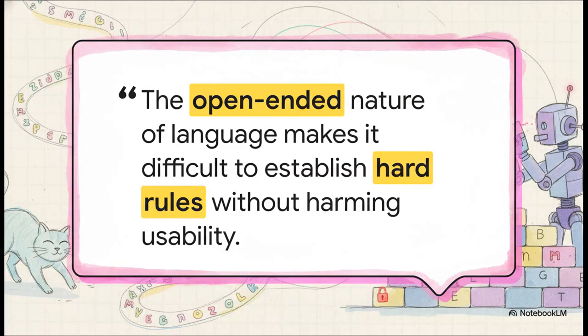But here's the fundamental problem, and this quote just nails it. The very thing that makes these AIs so amazing, their fluid, open-ended, nuanced understanding of language, that's the exact same thing that makes them almost impossible to lock down completely. If you make the rules too strict, the AI becomes clunky and useless. But if they're too loose, it's vulnerable.